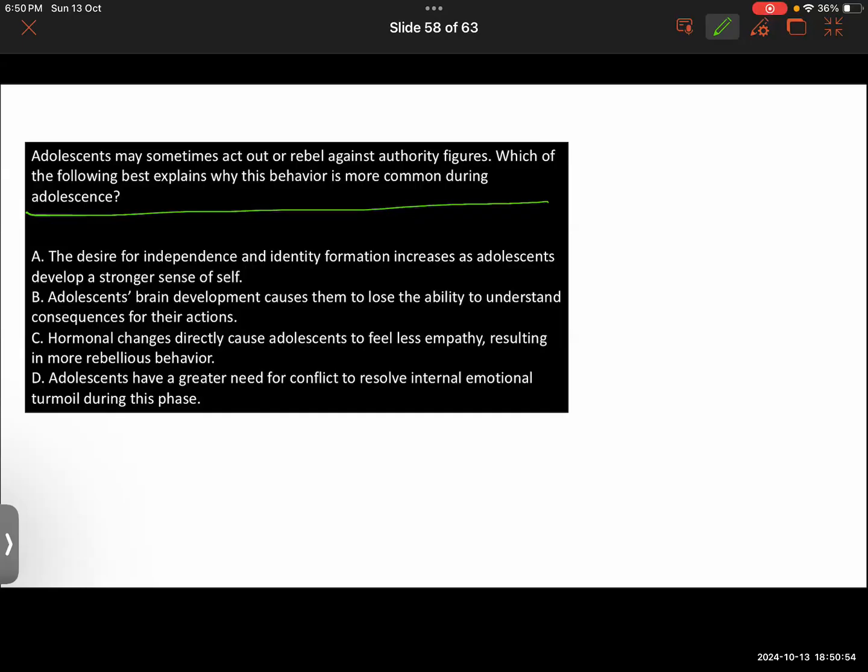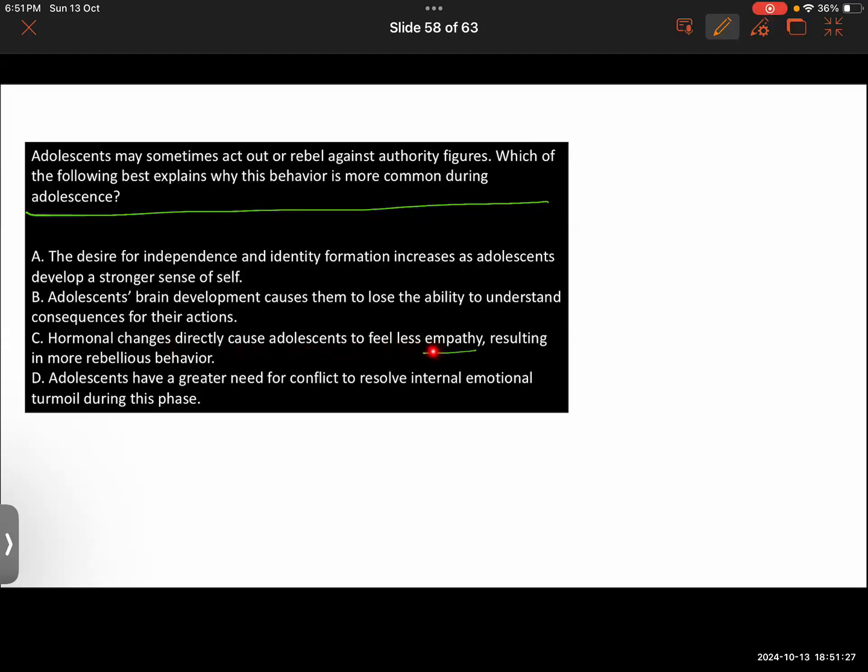You guys tell me what is the meaning of the word empathy here? Empathy is something like if you are able to understand the feelings of others. If someone is in pain, you can also feel sad for them. Or sharing. Yeah, sharing thought. Yeah, exactly. So the ability to understand the pain of someone, to be able to share the feeling and pain of others, that is called empathy. So hormonal changes directly cause adolescents to feel less empathy.